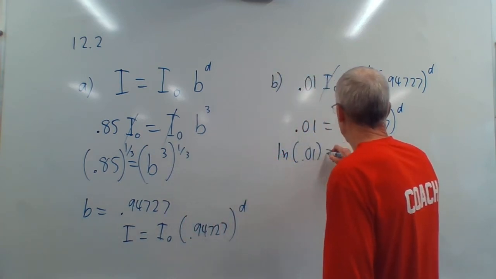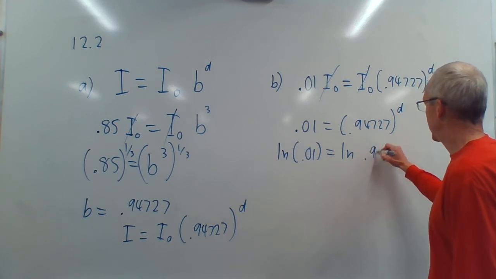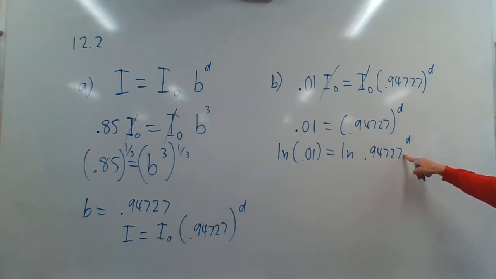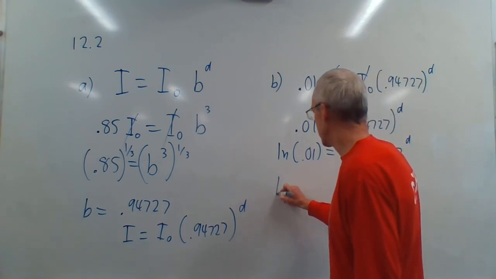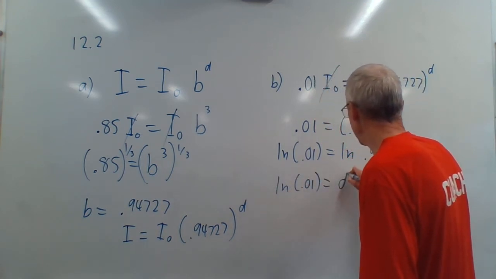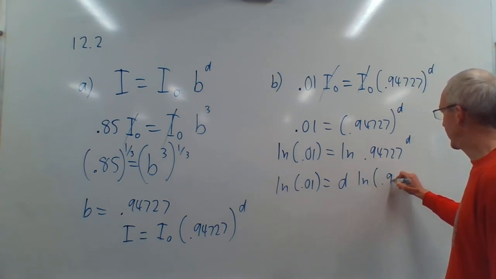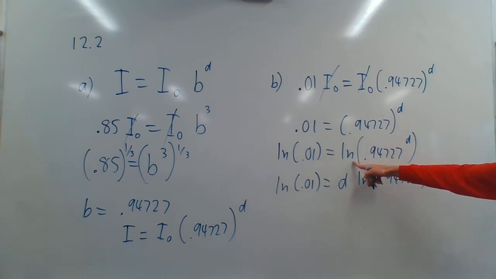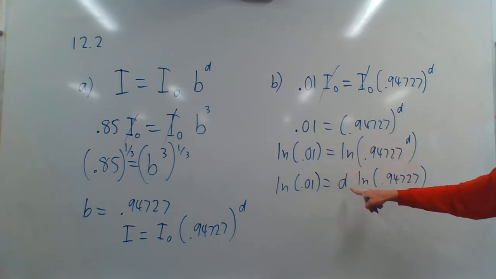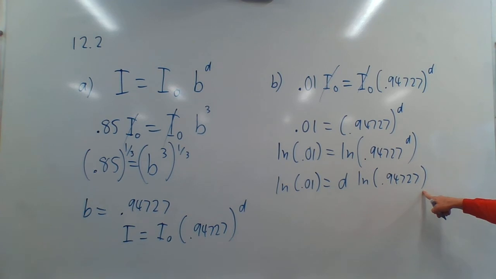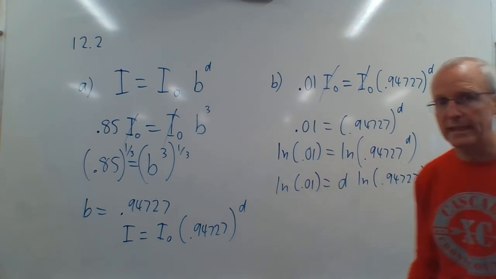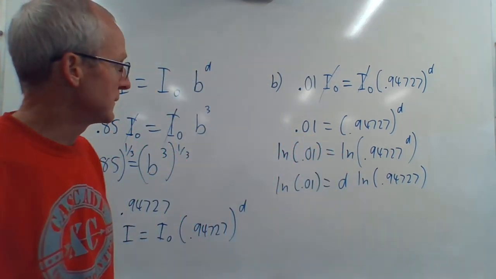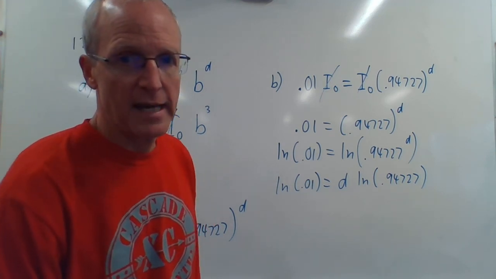ln of 0.01 is equal to ln of 0.94727 to the D. And remember that if we have the ln of something to a power, we can put the power in front. So this is just ln of 0.01 is equal to D times the ln of 0.94727, and I guess I could have put parentheses there to show that. But again, log of something to a power, you can put the power in front. Now we can solve for D. This is just a number you plug into your calculator, so it's this divided by that is equal to the depth. Okay, so here again is how you need to use your logarithms, these power properties of logarithms, to help you solve problems like this. So it's a very useful thing to have. Excellent.